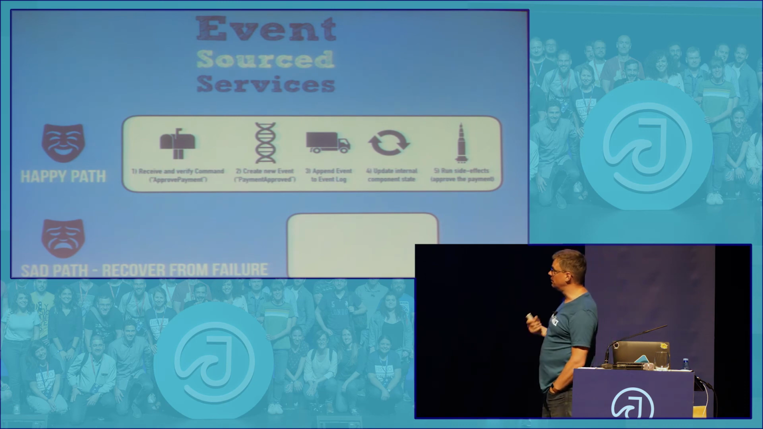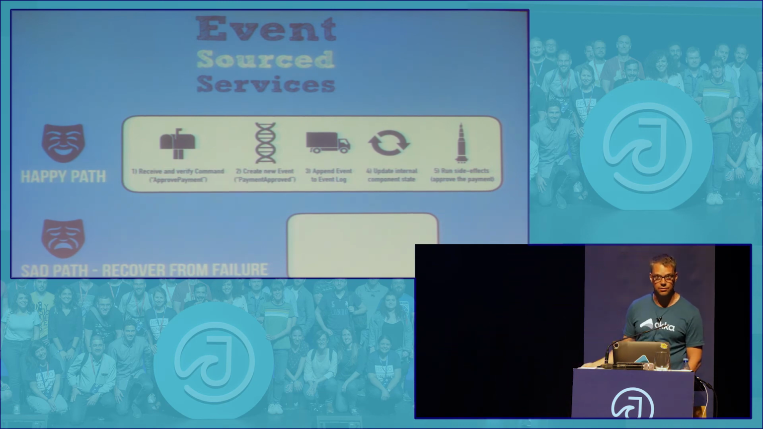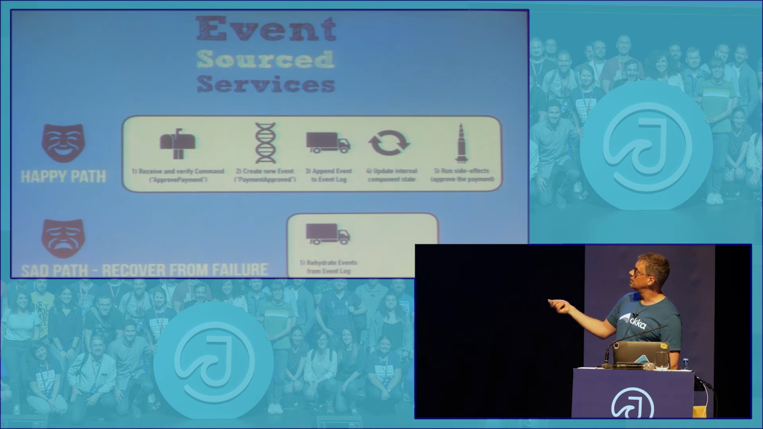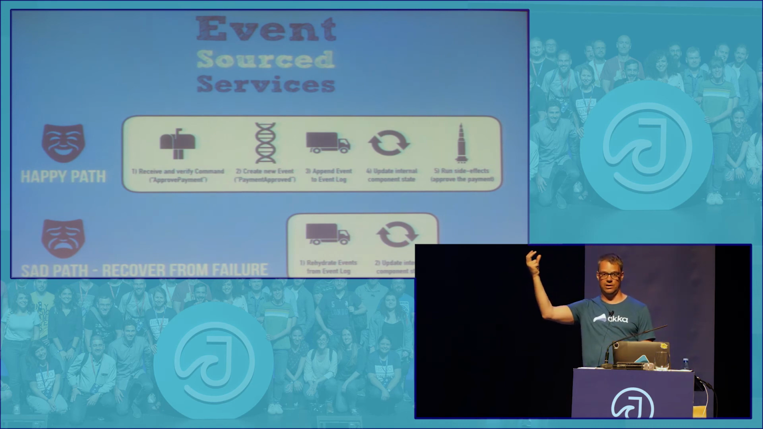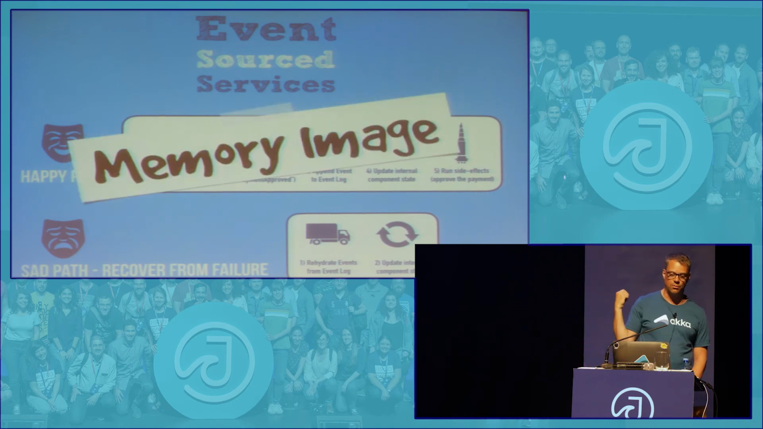In the sad path, when we for example want to recover from failure, or want to do replication, which is actually not a sad path, but it has the same code path, then we simply rehydrate the events from the event log, bringing the component up to speed to where it was when it failed. And essentially, we do not run the side effects, because they have already been run once. The only thing we need to do is bring the component up to the state it was in when it failed. This is what Martin Fowler often calls memory image.